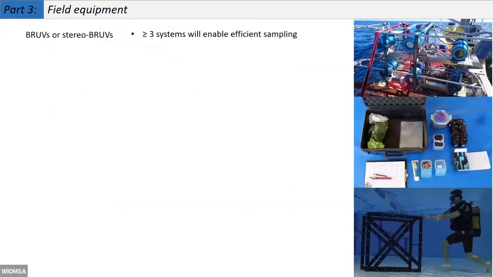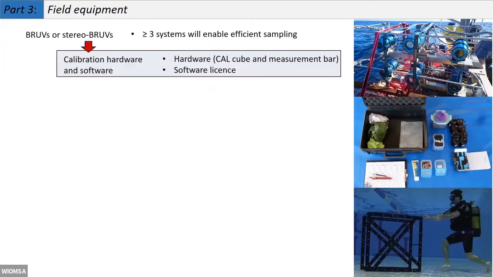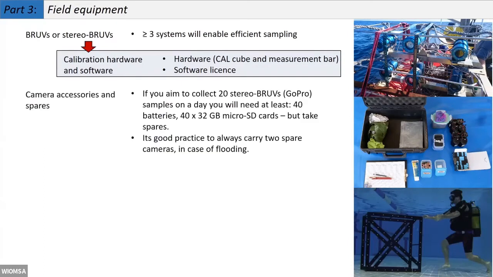All right, so onto the equipment. You'll need your BRUVs or stereo BRUVs, and ideally having multiple BRUVs will let you efficiently sample an area. If you are going to be using stereo BRUVs, then you'll need the calibration hardware and software. The calibrations are normally done at your home base so that you don't have to transport the cube in the field. But if you are going on an extended trip or to a remote location, then it's worthwhile taking it along to ensure your BRUVs are always calibrated.